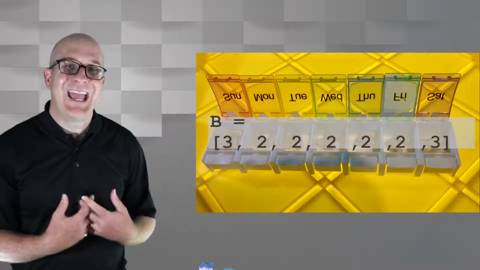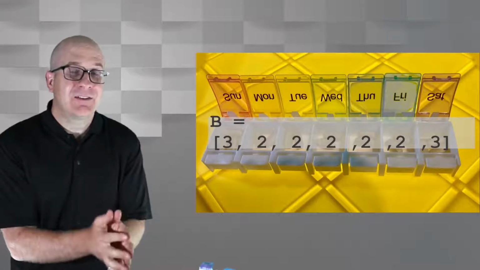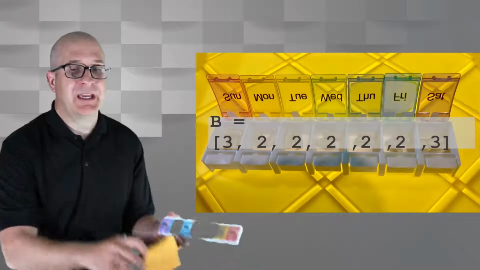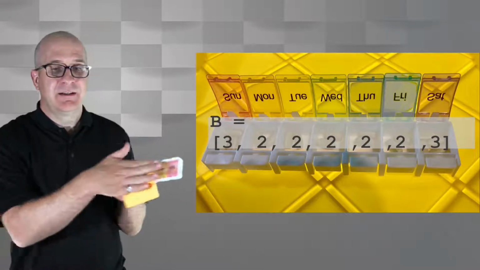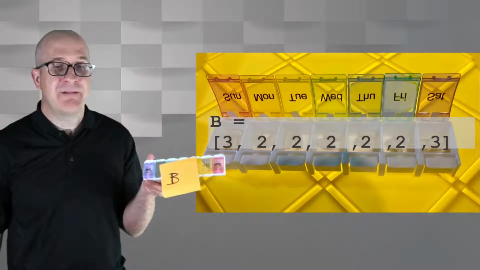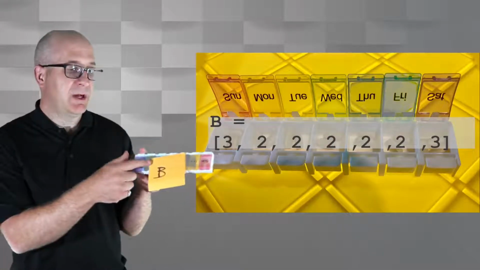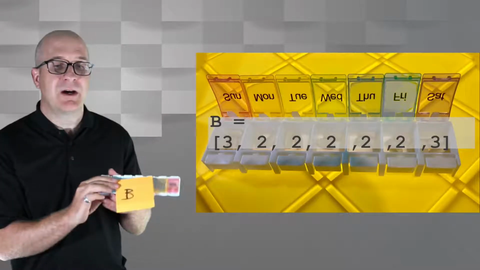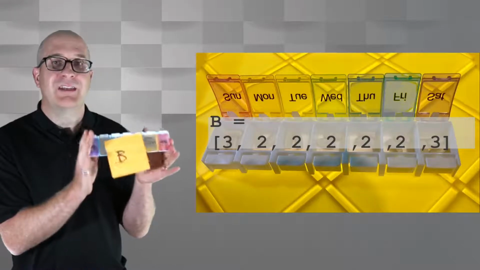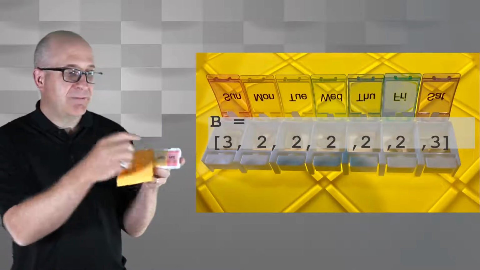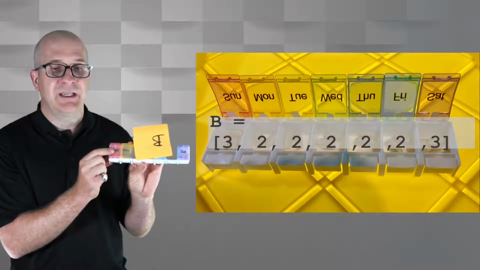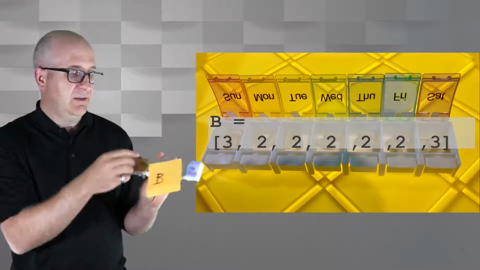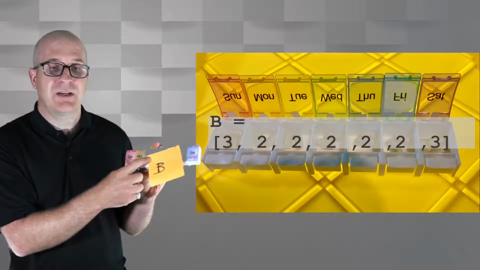We can create a vector variable b, right? So let me take my handy dandy b here and put it on top of my vector pill box, right? And when I take that vector b and put it on top of the pill box, this whole box is now called b. And the first entry of b over here, b1, is actually the Sunday entry. The second entry is the Monday entry. Third entry is the Tuesday entry.